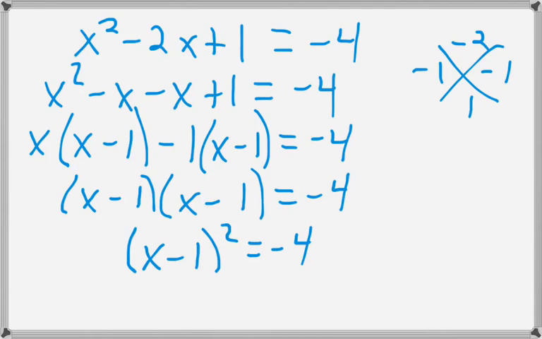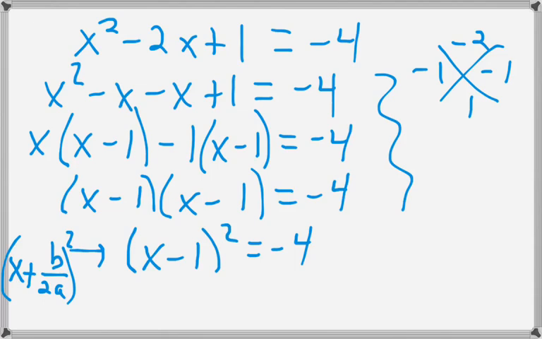So I mentioned in the steps on the second slide that this left side will always factor as x plus whatever b over 2a was. So here, when we did b over 2a, before we squared it, we had negative 1. So that's why we got x plus negative 1, which is x minus 1. So if you start to recognize that, you don't have to do all of these factoring steps here.